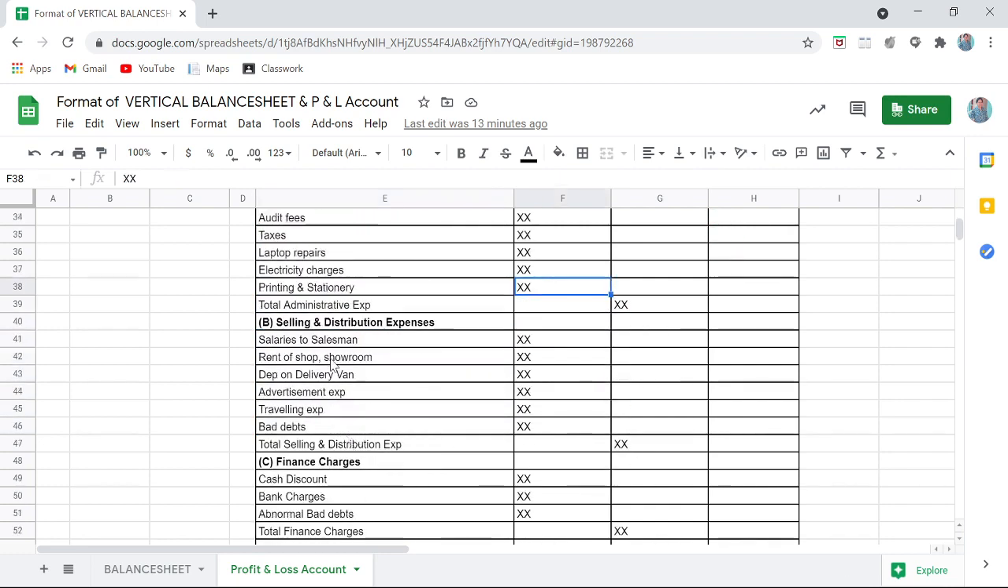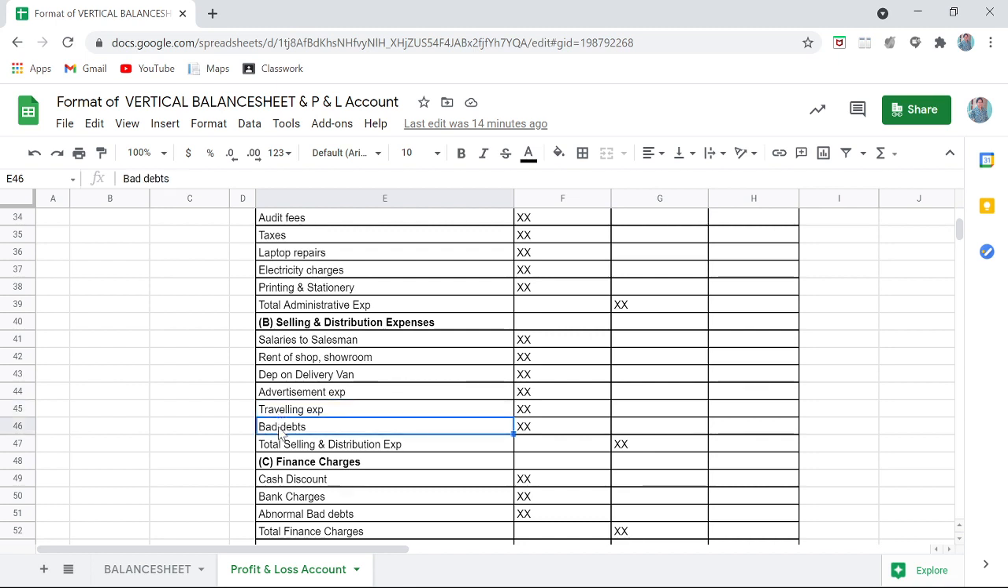Then selling and distribution means expenses which are incurred for selling of the product, meaning whatever product you have made. For selling and distribution, whatever expenses are there, that you will write. For example, if you have appointed any salesman, you will give commission, you will give salary, then you will do advertisement and marketing activities, right? All that will be considered as selling and distribution. So salesman salary, rent of shop or showroom, depreciation on delivery van, advertisement expenses, traveling expenses, these all things will be written under selling and distribution.